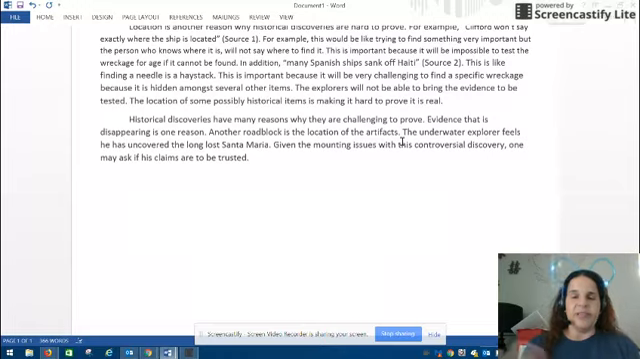Okay, and then about him finding the Santa Maria and people not believing him. So historical discoveries have many reasons why they are challenging to prove. Evidence that is disappearing is one reason. Another roadblock is the location of the artifacts. The underwater explorer feels he has uncovered the long-lost Santa Maria. Given the mounting issues with this controversial discovery, one may ask if his claims are to be trusted.